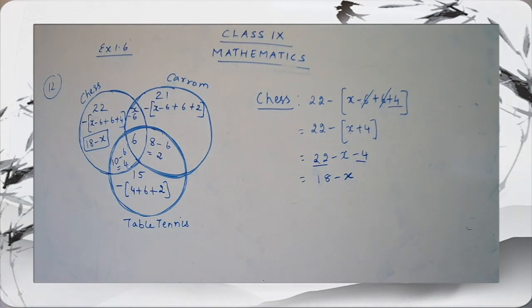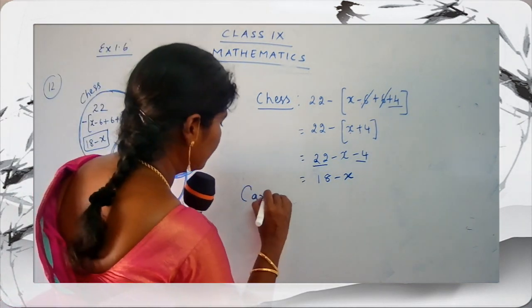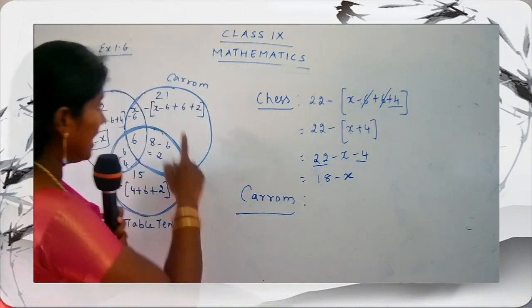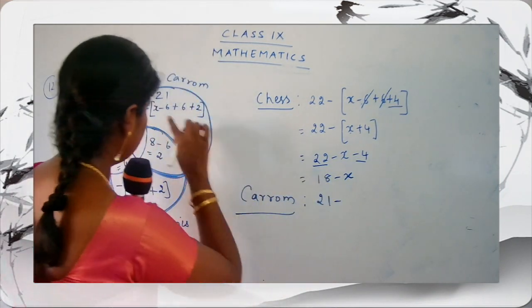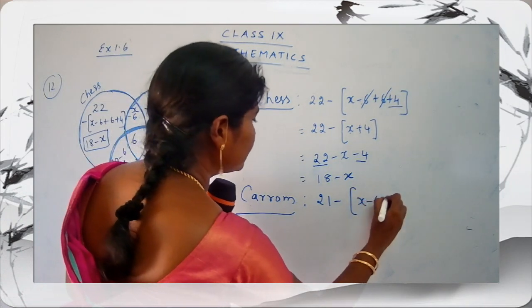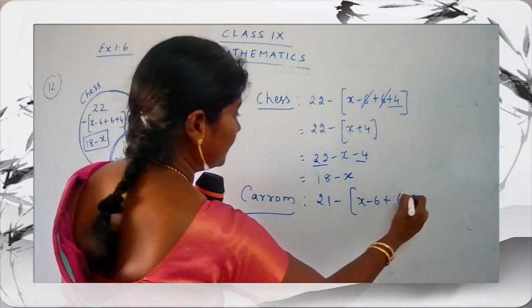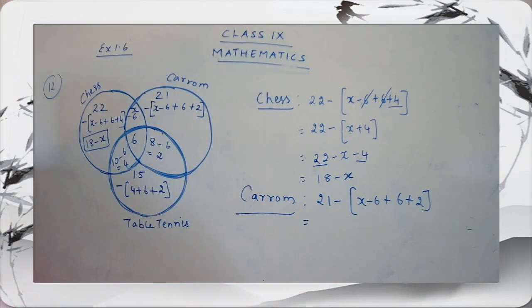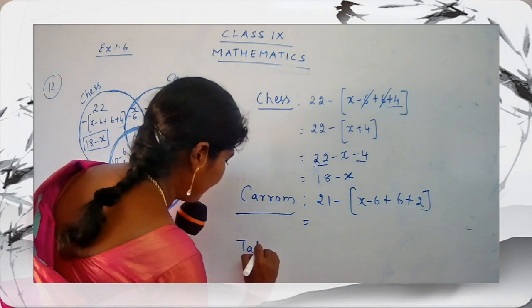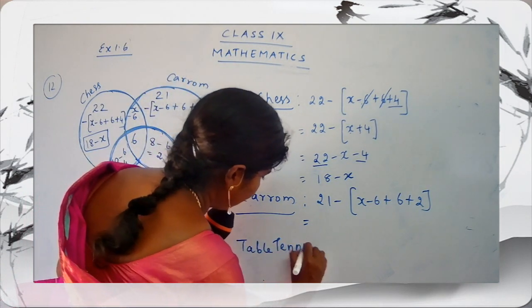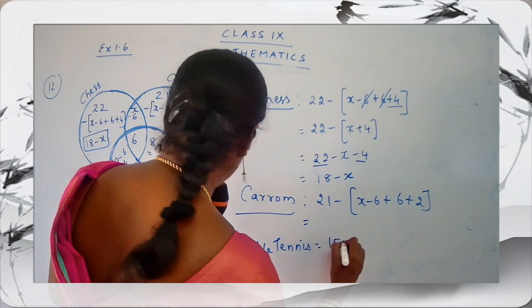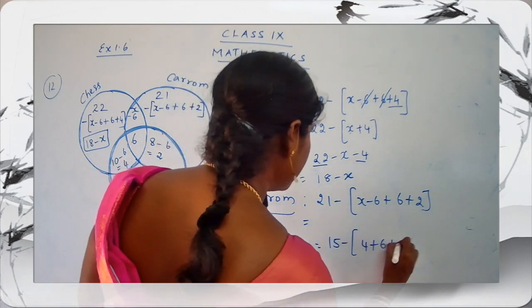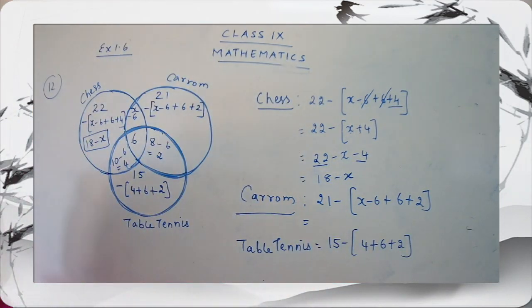Okay, children, now you are going to complete for carom. Come on, complete for carom. Let me see how you do the sum. For carom, what you have? 21 minus x minus 6 plus 6 plus 2. Come on, complete the work. Complete for carom and also complete for table tennis. 15 minus 4 plus 6 plus 2. Come on, complete this sum. Get me the value for carom and table tennis.